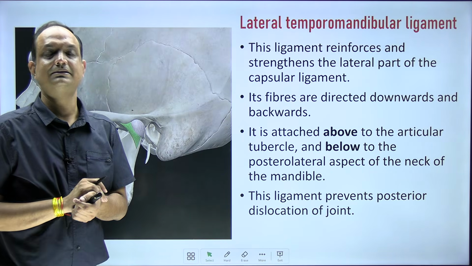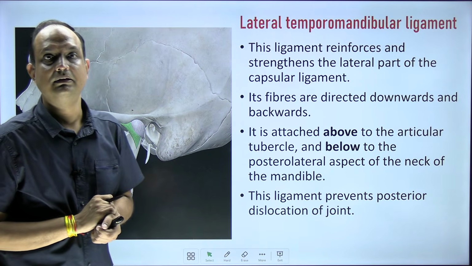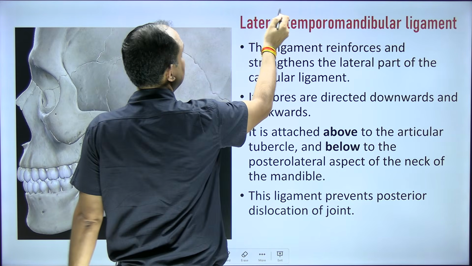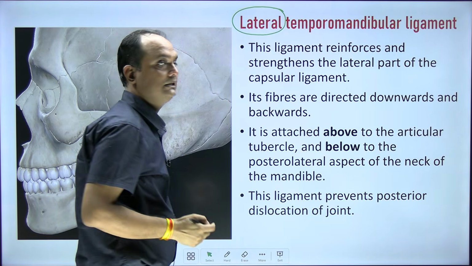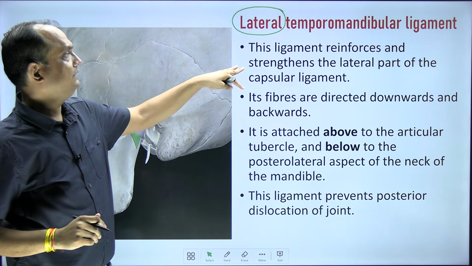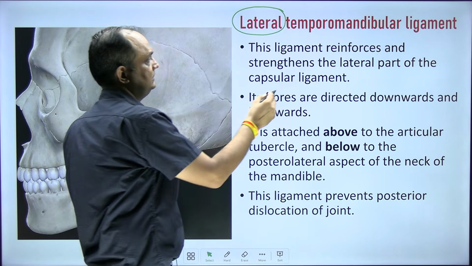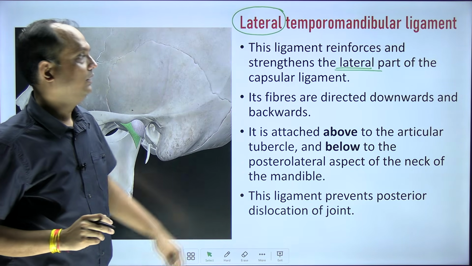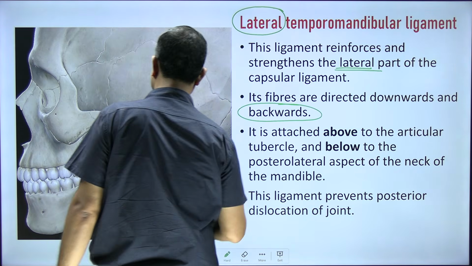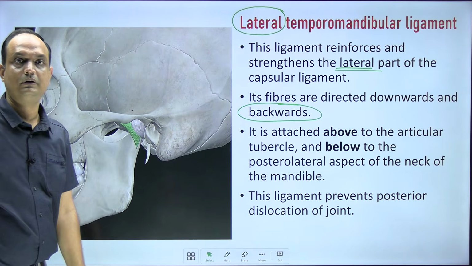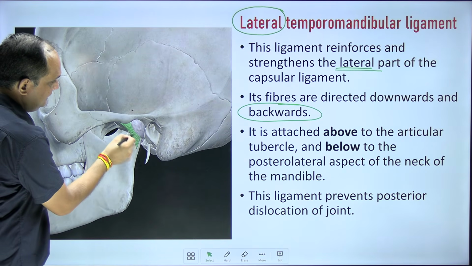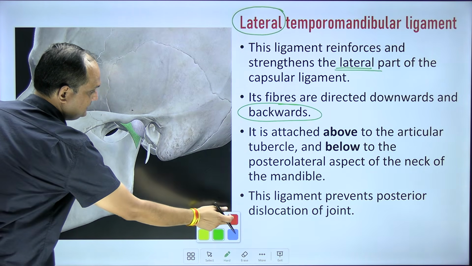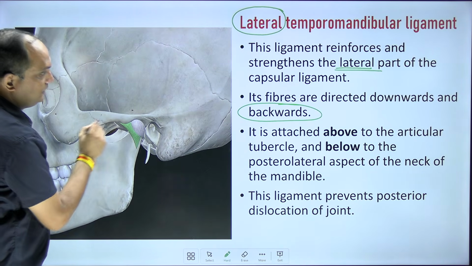Now, the next is the extracapsular ligament. The first is the lateral temporomandibular ligament. As the name itself suggests, this ligament is present on the lateral aspect of the joint, and it is a ligament which reinforces and strengthens the lateral side of the capsule, and the fibers are directed backward. Now, this is what you have to understand. When you see the lateral view of your joint, you can see that this green colored band is the ligament, and this ligament is not vertically straight. You can see that the ligament is going downward and backward.